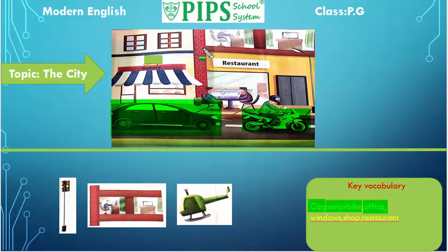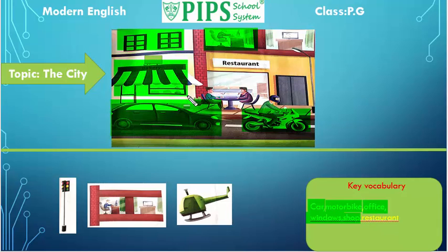Do you know where the office is? This is an office. The next word is windows. These are windows. The next word is shop. Do you know where the shop is? It is a bakery shop. The last word is restaurant. This is a restaurant. Now students, again read with me.